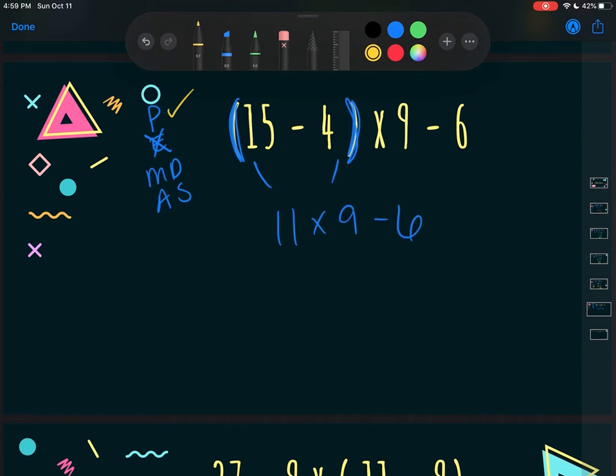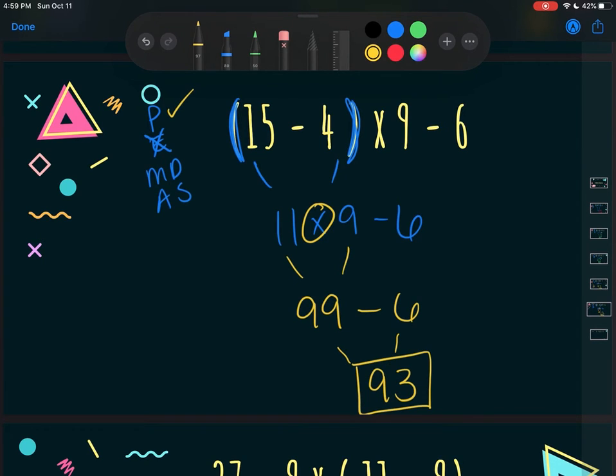So we're done with our parentheses. So now my next step would be multiplication and division from left to right. So this multiplication would be what we do next. So 11 times 9, well, that's a math fact, right? 11 times 9 is 99. So then we've got 99 minus 6. 99 minus 6 would be 93. So 93 would be my final answer.